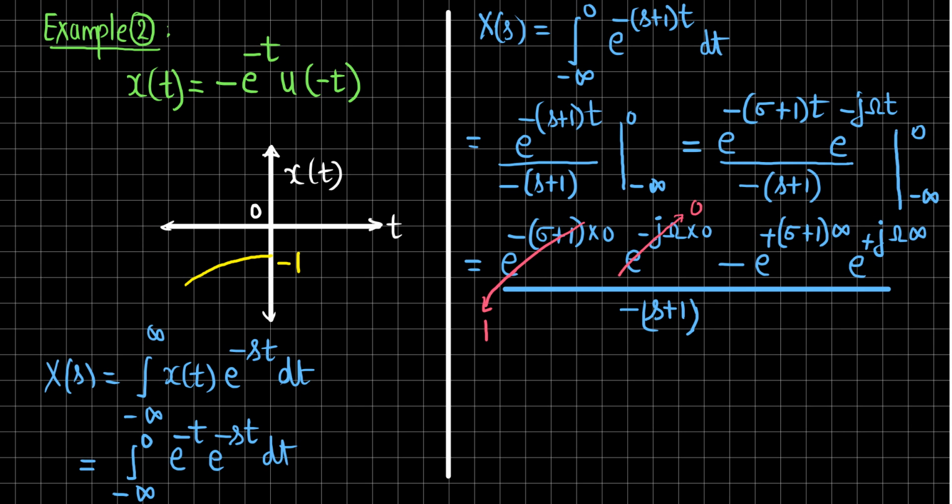Sorry, this is going to give you 1. Now what about this factor here, I'll mark that. This one here will tend to infinity if sigma plus 1 is positive, but we can make it converge if sigma plus 1 is negative. So I'm missing a minus sign here, so there is going to be a minus sign here.